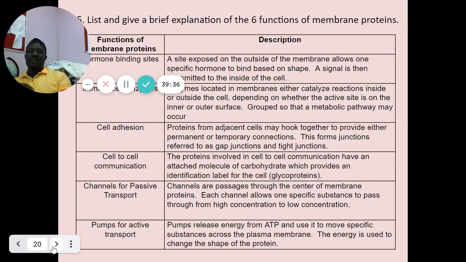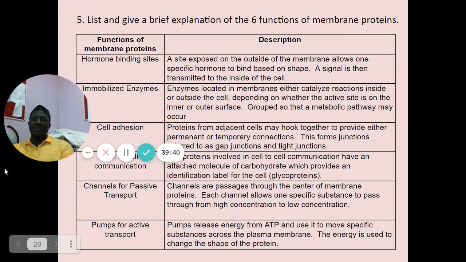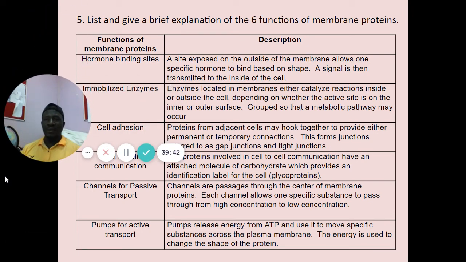So here is where we come up with the different types of proteins and their functions. One, we have what we call the hormone binding sites, as I mentioned earlier. Hormone binding sites: a site exposed on the outside of the membrane allows one specific hormone to bind based on shape. A signal is then transmitted to the inside of the cell.